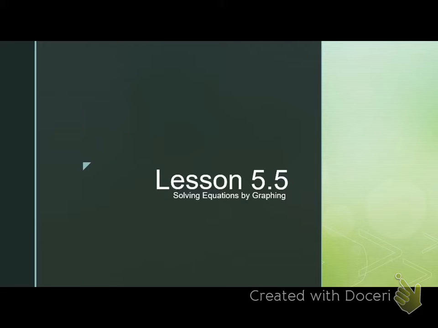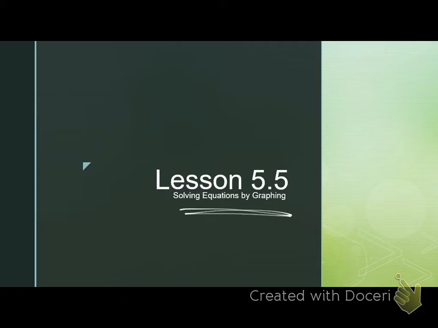All right, today we're going to look at lesson 5.5, solving equations by graphing. Now, a lot of this is going to look familiar to you once we start breaking down the process. You are going to be using Desmos, so make sure that you have your phones, make sure they're laying flat on your desk, and you're not doing anything but using Desmos on your phone.